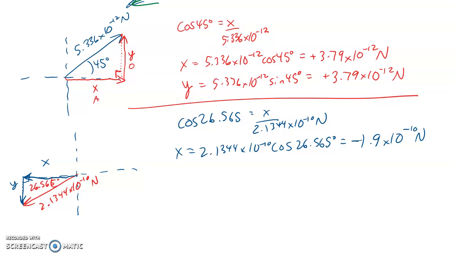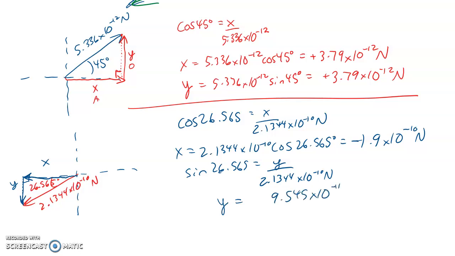Now, if you work with the y component, that's opposite this angle, so we're going to use sine. The sine of 26.565 equals y over the hypotenuse, 2.1344 times 10 to the negative 10 newtons. And I won't show you all the algebra, but when you solve that, you should get 9.545 times 10 to the negative 11 newtons. And it points downward, so that's a negative vector.